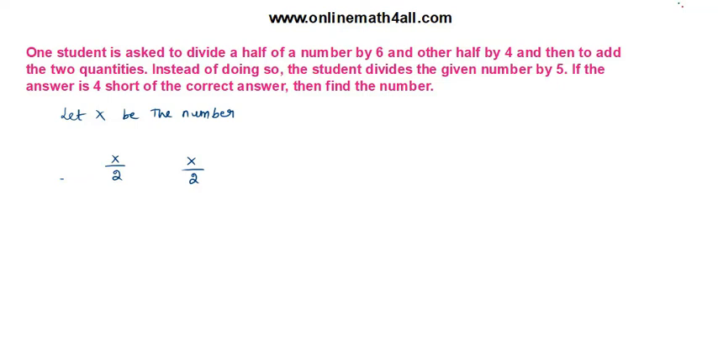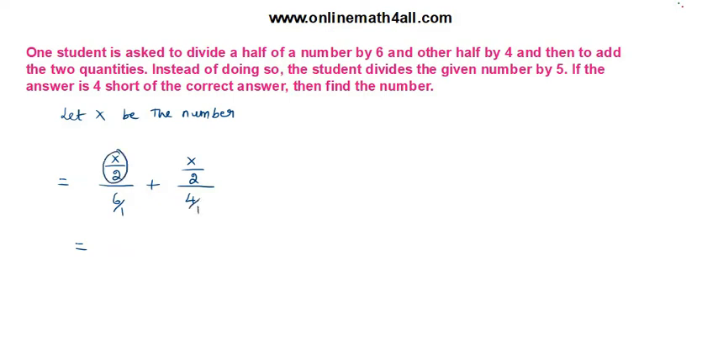Okay, now I am going to divide the first half by 6 as given in the question and divide the second half by 4, then add the two quantities. So this is the task given to the student. Okay, let us simplify this one. We can consider this 6 as a fraction by taking denominator 1. The same can be done with 4.